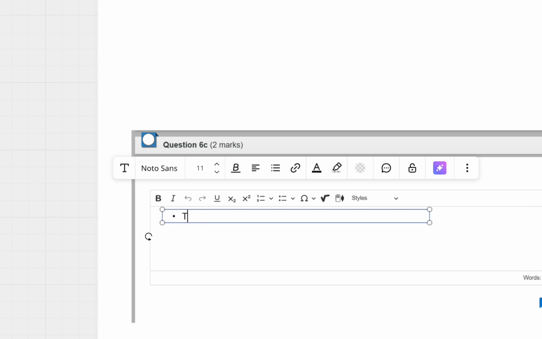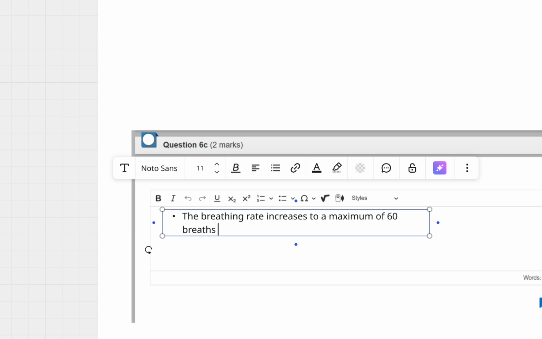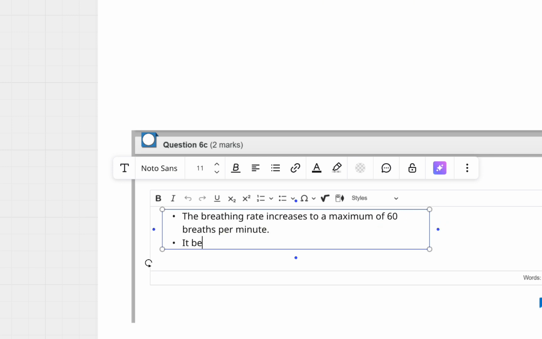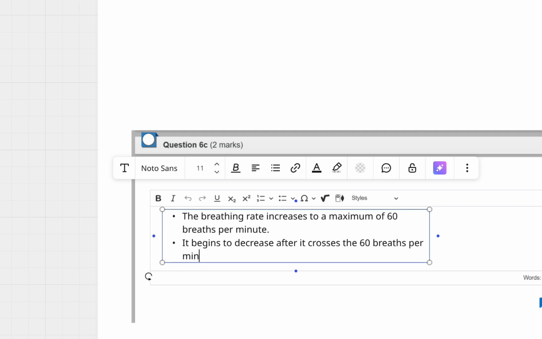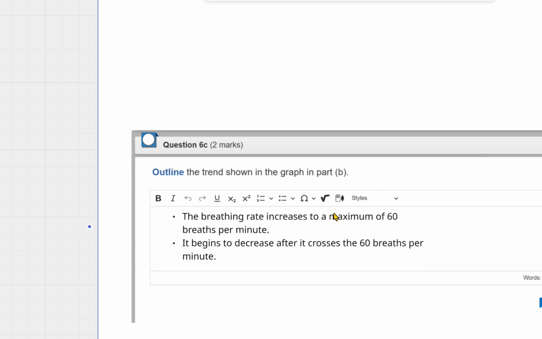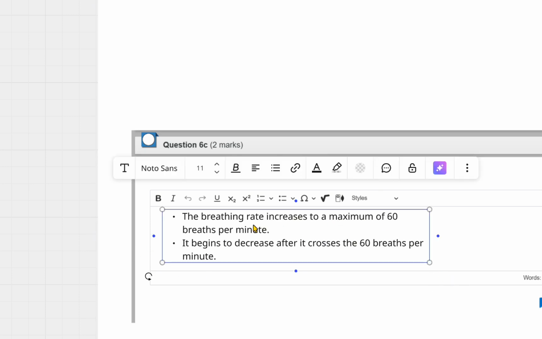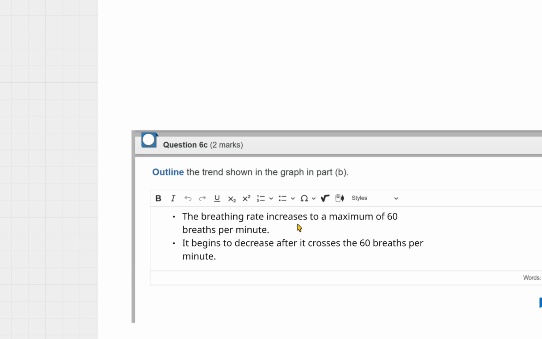The breathing rate increases to a maximum of 60 breaths per minute. It begins to decrease after it crosses 60 breaths per minute. That's it. That's our trend that we can see in the graph in part B. That's it for question 6c.